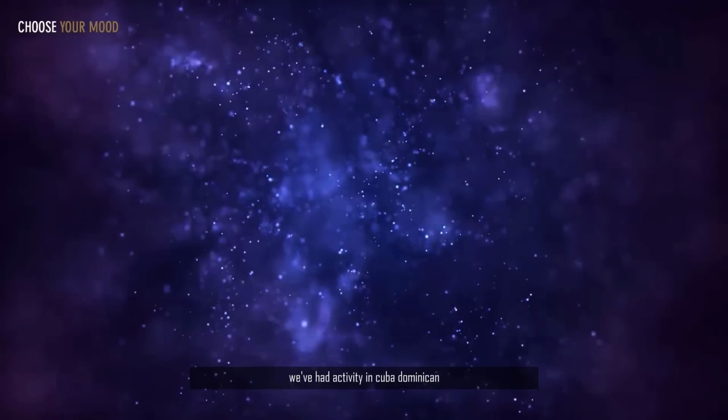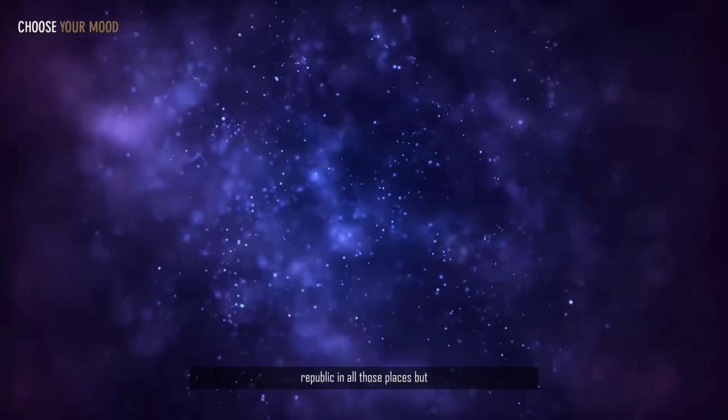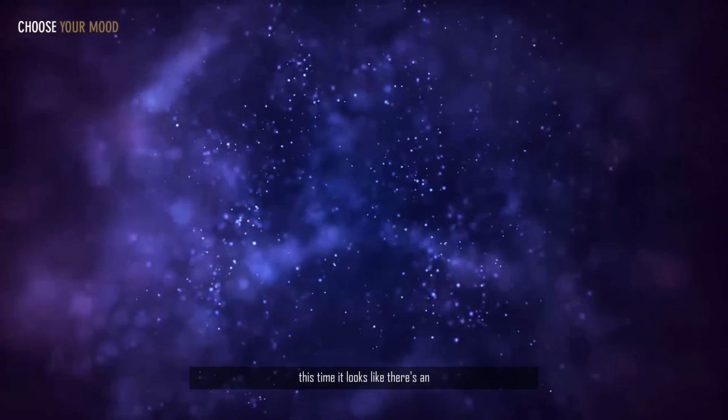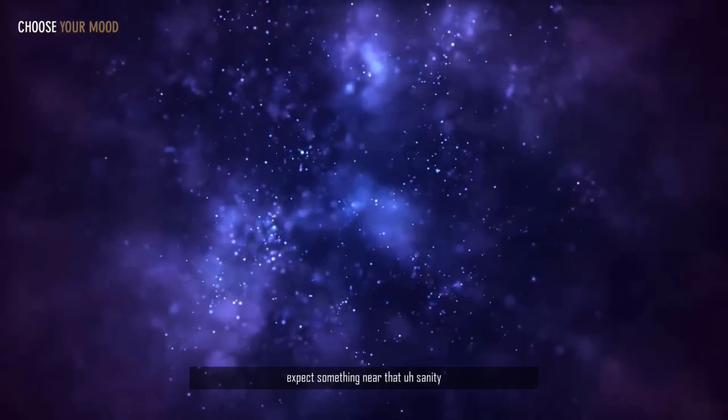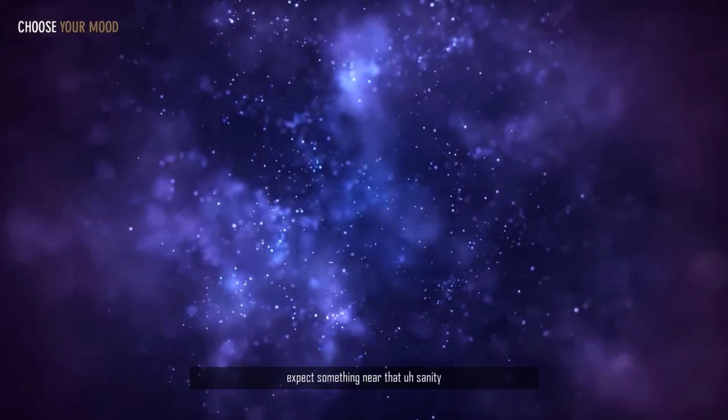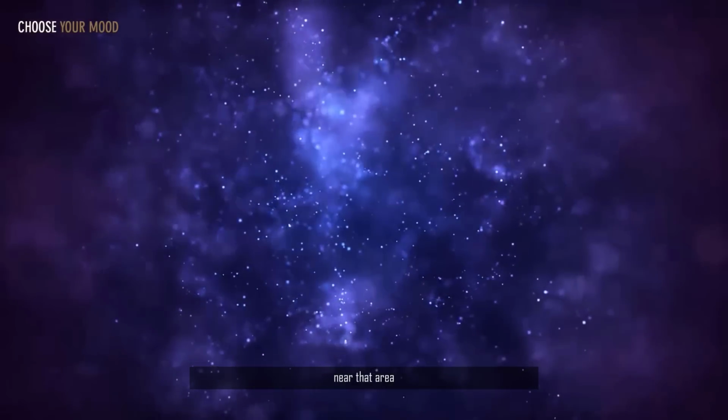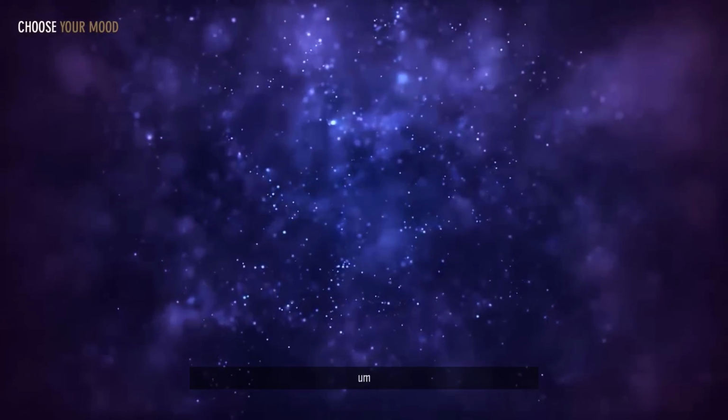We've had activity in Cuba, Dominican Republic, and all those places, but this time it looks like there's an instability right above Australia. So I expect something near that vicinity, near that area in Australia.